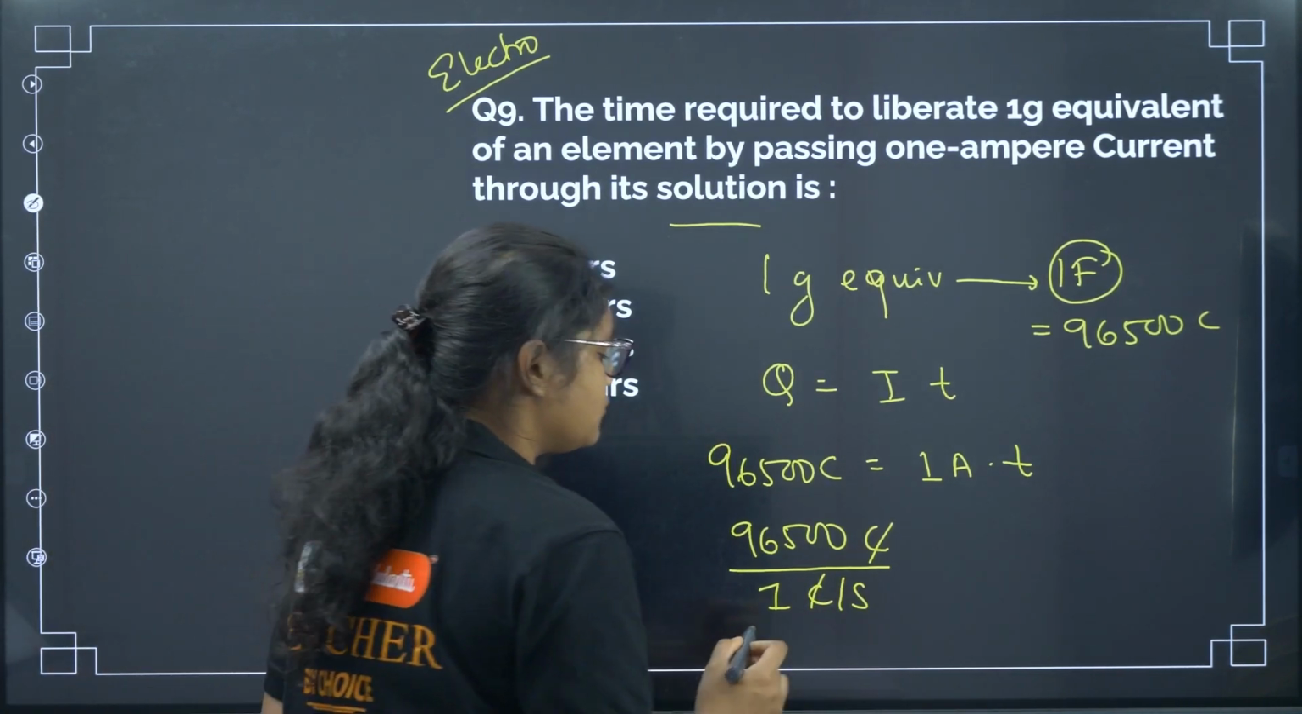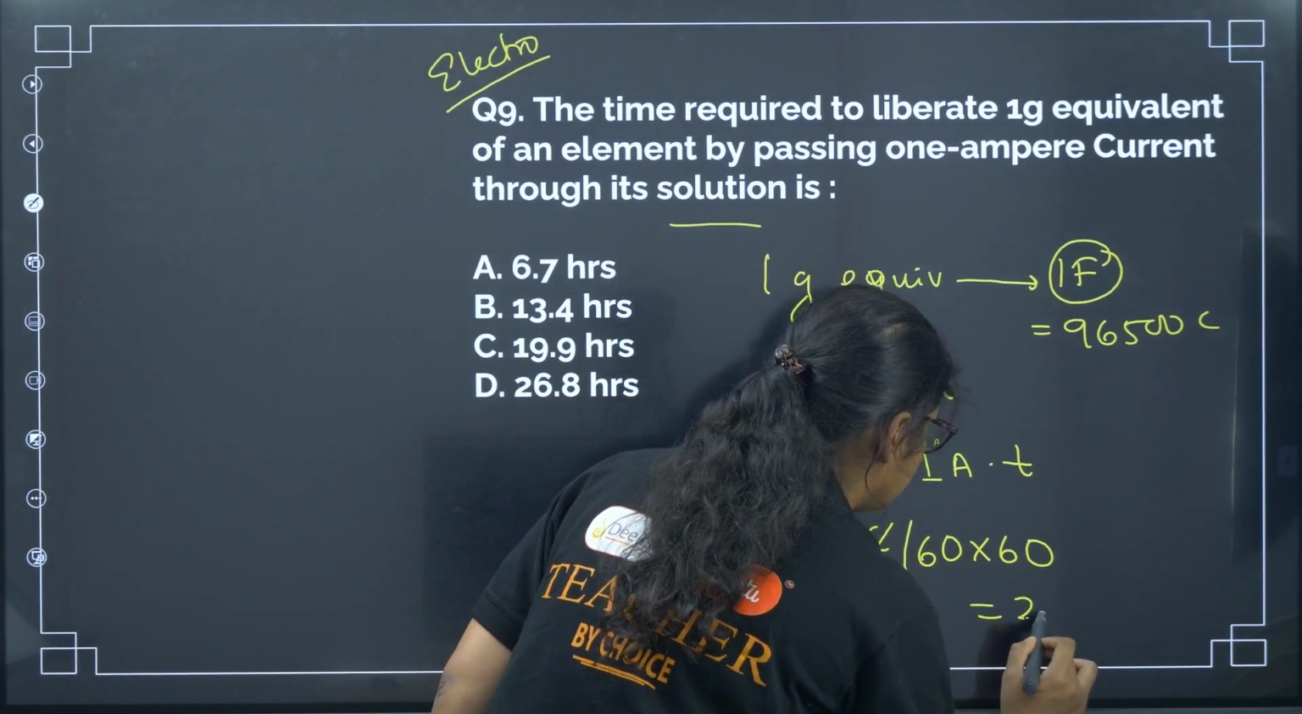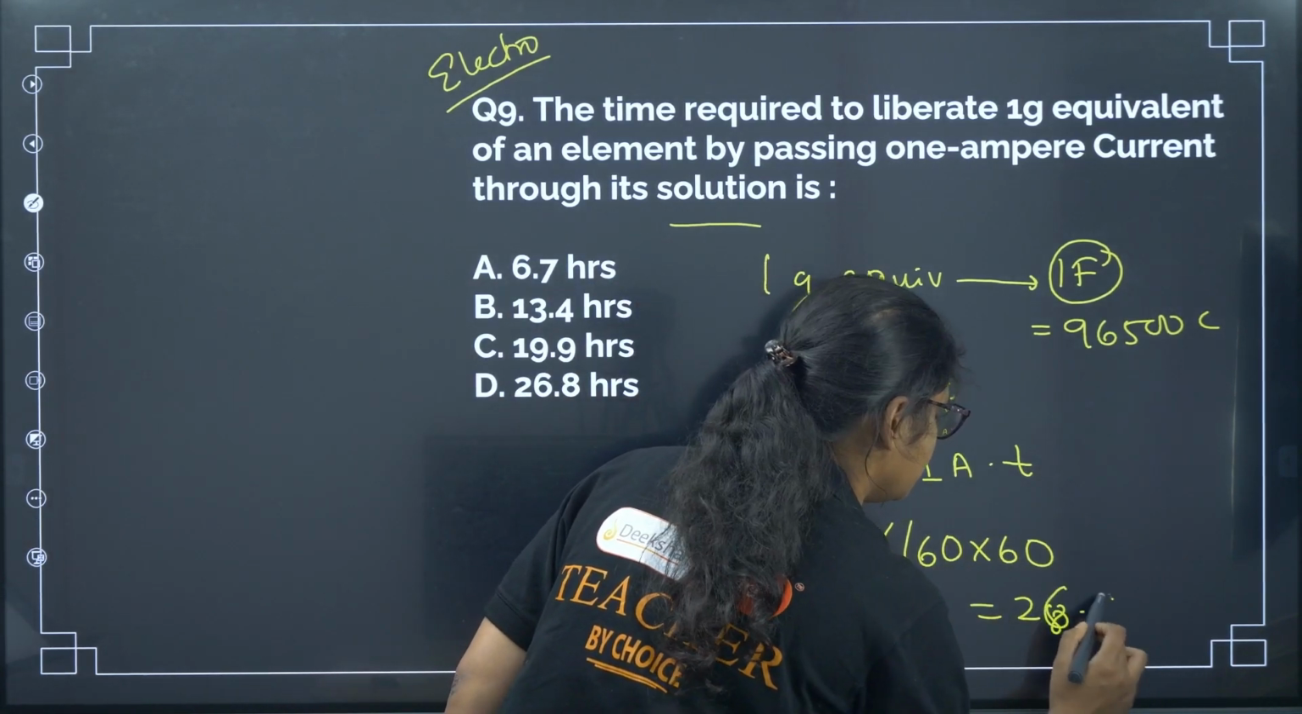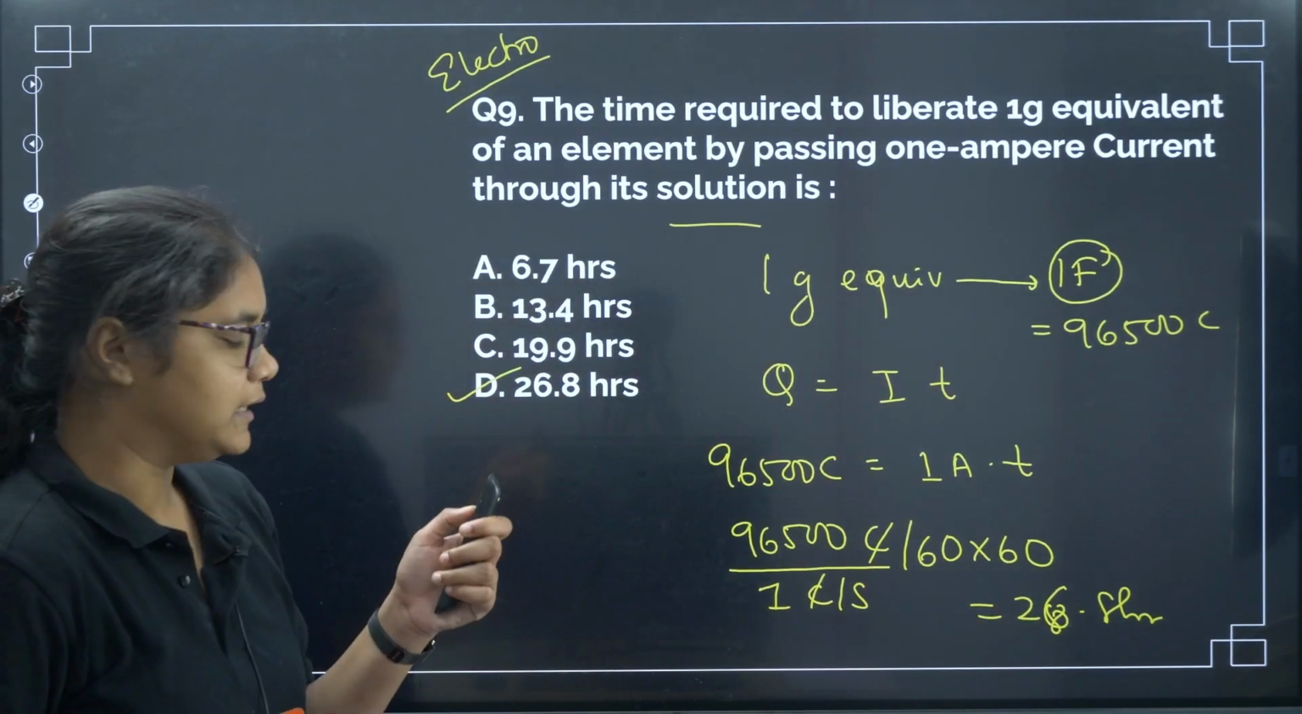Now if you convert it into hours, that is divided by 60 into 60. So it will be 26.8 hours. Okay, the correct answer for this question will be option number D.